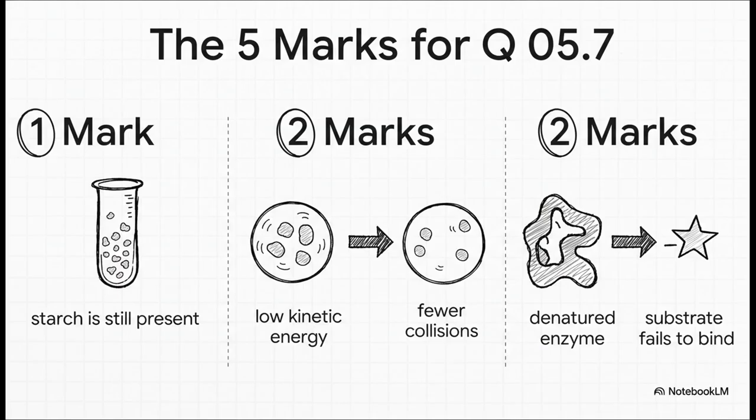Okay, let's break down exactly where those 5 marks come from. It's really specific. You get 1 easy mark just for pointing out the obvious, that the starch never got broken down in either case. Then you get 2 marks for explaining the 5 degrees situation. Not enough kinetic energy means fewer collisions. Then, the final 2 marks are for the 80-degree situation. The amylase is denatured, which means its active site has changed shape and the starch just can't fit anymore.